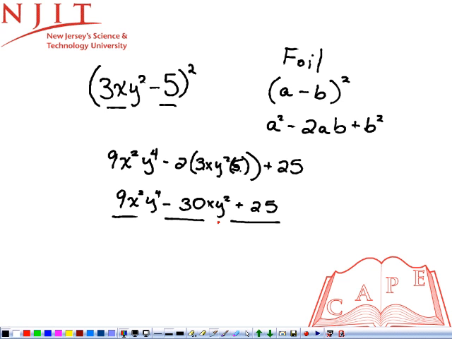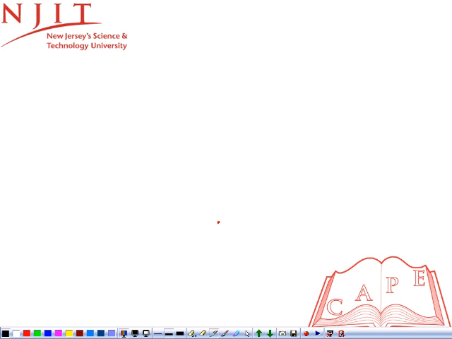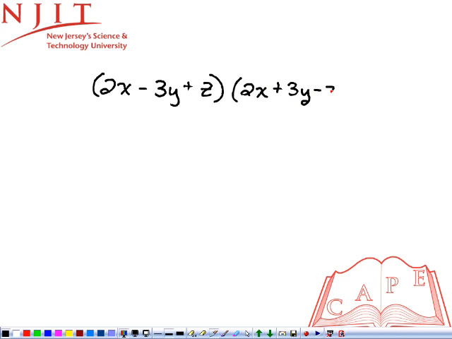Now let's look at another problem where the two parentheses being multiplied aren't exactly the same. Let's look at something else here. How about this? If we have 2x minus 3y plus z multiplied times 2x plus 3y minus z. Now, if you look at it, the terms are exactly the same, but the signs are different, which means that you can't apply the simple FOIL formula.